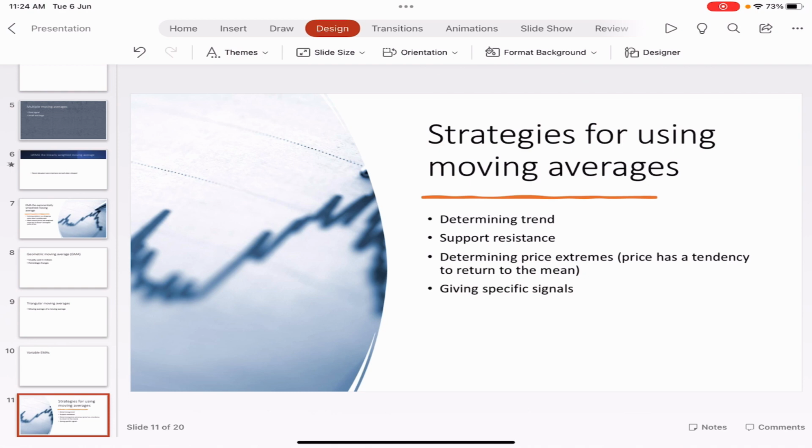Alright, so the third strategy which you can apply using the moving average is determining price extremes. So what do you understand by price extremes? This is something which has been backtested by many people, and something which is very commonly observed is that price has a tendency to return to the mean. Usually if you go on the charts and look, whenever the price is very far away from the moving average, it usually comes back to the moving average. So price usually has a tendency, like a magnet, to come back to the moving average or the mean, very often.